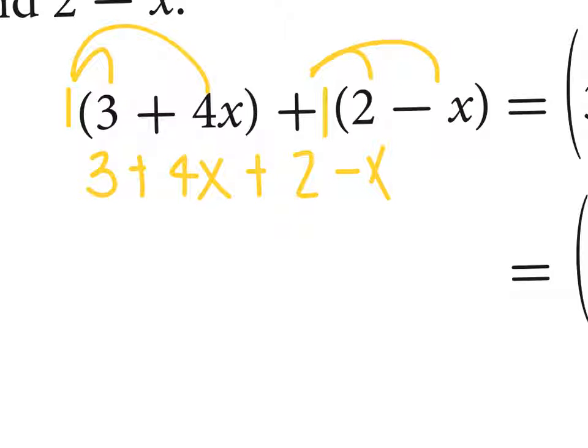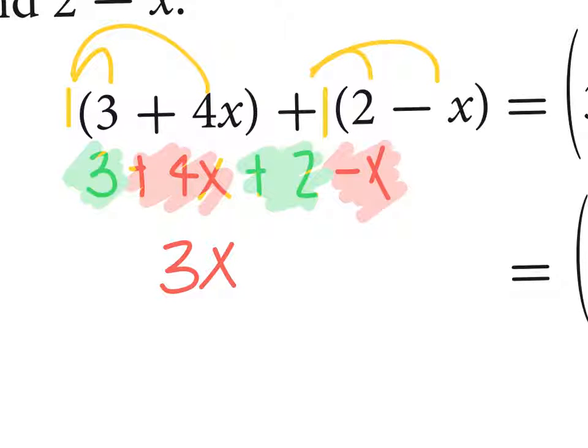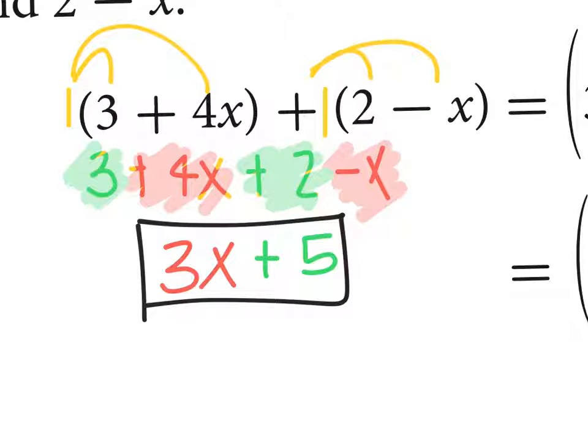And then I can group my like terms together. Well, 4x and negative x are like terms. And 4x minus x would be 3x. And also 3 and 2 are like terms, so 3 plus 2 is going to be plus 5. So if I simplified this problem, I would get 3x plus 5.